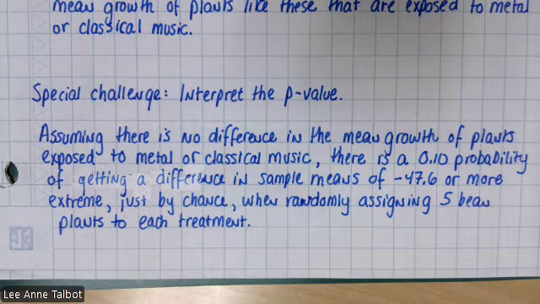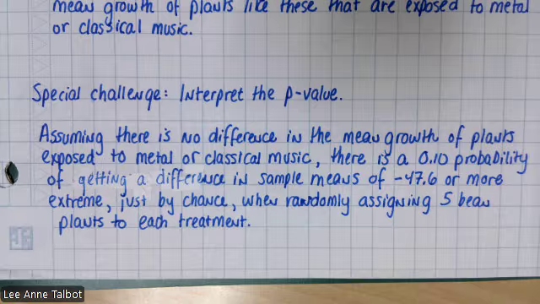There is a 0.10 probability, you guys said that, that was good, of getting a difference of sample mean. That's your statistic. It's not just X bar, it's X bar 1 minus X bar 2, negative 47.6. And then the thing is, it's two-sided, so you can't just say or more or less. So I put or more extreme to cover both sides.